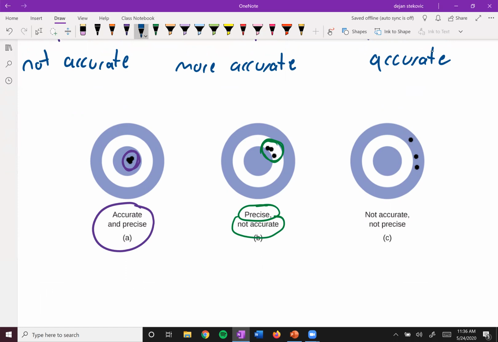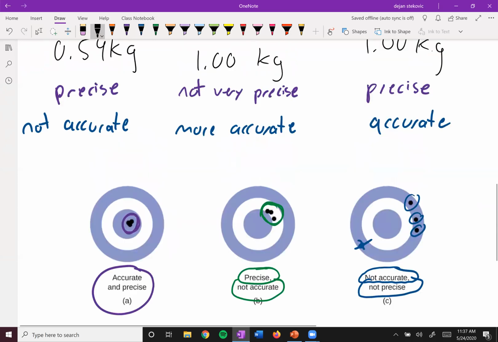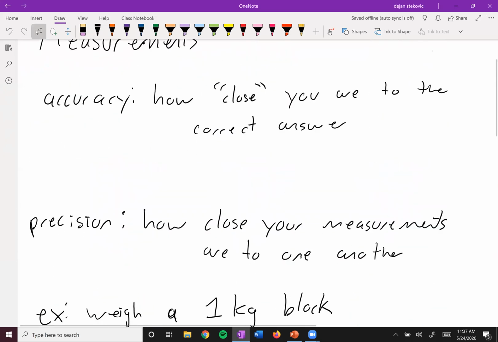And then finally here, you can see these kinds of things are all over the place. Maybe it would have been better if they kind of put one over here. But you can see they're not close to the center, so they're definitely not accurate. And they're not close to one another, at least relative to the other two pictures. And so it's not precise either. And so you want to know the difference between precision and accuracy. One more time, accuracy is how close you are to the real answer. Precision is how close your measurements are to one another.